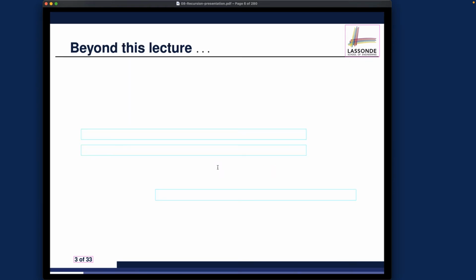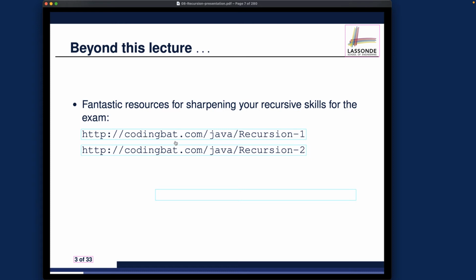Typically I will only give you resources beyond the lecture slides at the end of the module, but now I want to mention them right away, so you can do some preparation for yourself, not just for the exam, but also to get prepared for the next course on data structures. These two links contain some fantastic resources for sharpening your recursive skills. This is from a website called Coding Bat. I'm pretty sure you can find other exercises online as well, so I encourage you to treat these two only as starting points for doing extra problems.